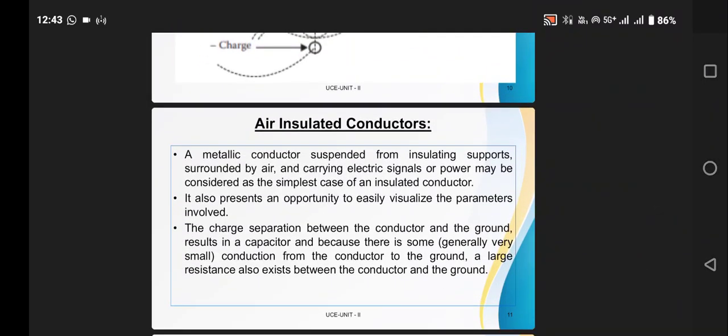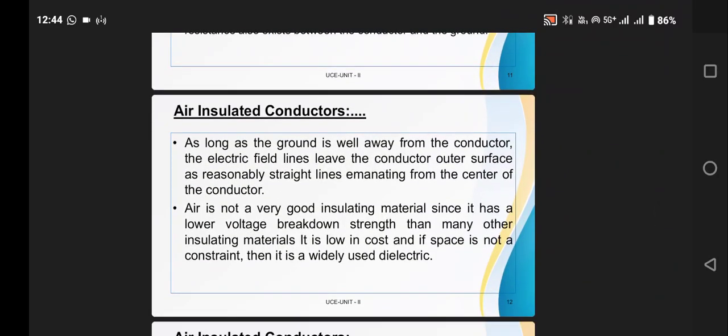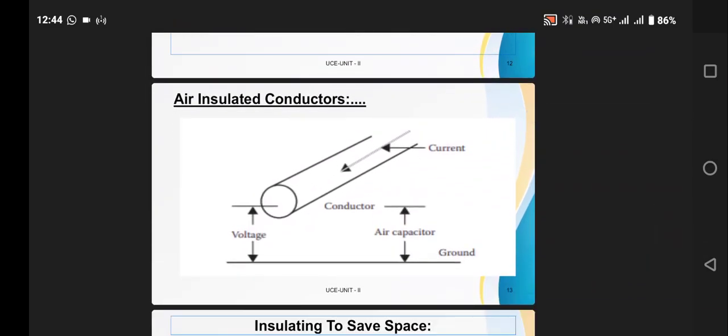Insulated conductors. A metallic conductor suspended from insulating supports surrounded by air and carrying electric signals or power may be considered as the simplest case of insulated conductors. Air is not a very good insulating material since it has a lower voltage breakdown strength than many other insulating materials. It is low in cost, and if space is not a constraint, then it is a widely used dielectric. This diagram represents our insulated conductors.